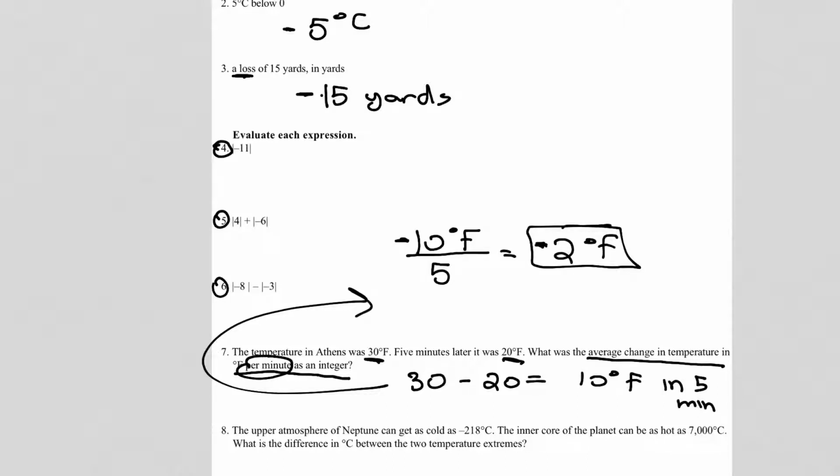So make sure you don't have a positive, because a positive would mean it's going up 2 degrees every minute, which is not the case. Alright, let's erase.